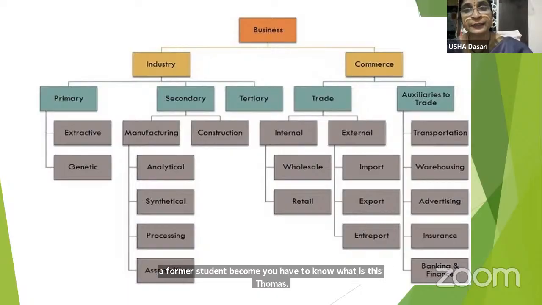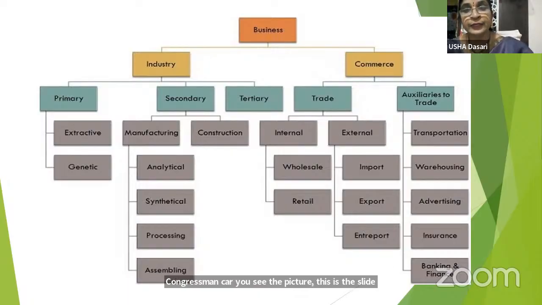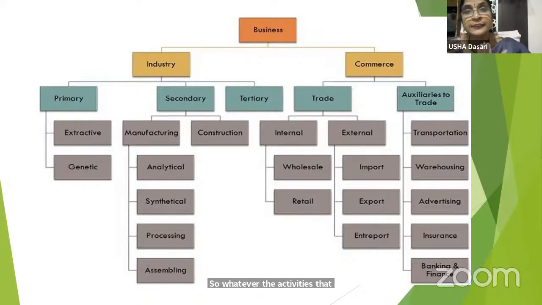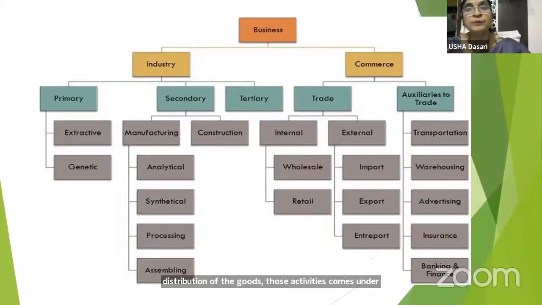You see the slide here. I mentioned it as trade and auxiliaries to trade. So if you mention commerce, what does it mean here? Commerce refers to all those activities which are necessary to bring goods and services from the place of production to the place of consumption for use. So remember, after producing the goods, you need to distribute the goods to the market. Whatever activities are engaged in the distribution of the goods come under this, which is called commerce.